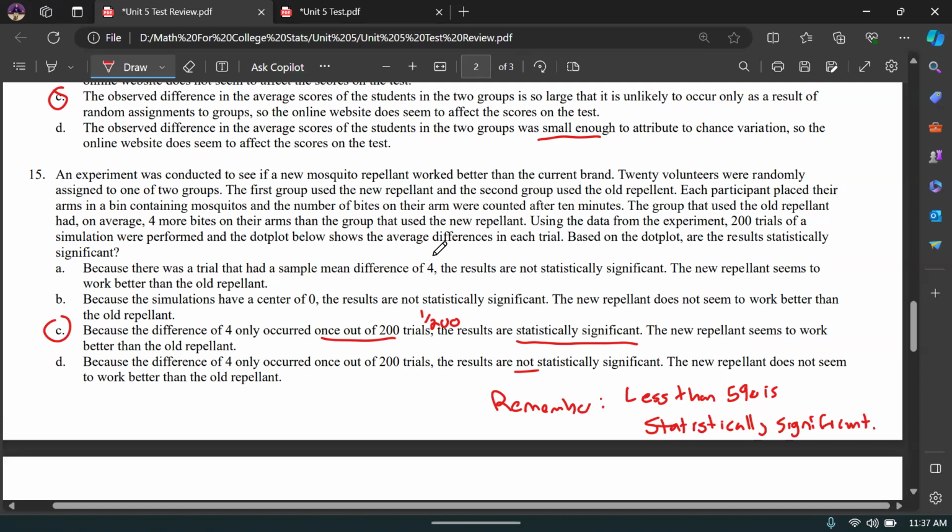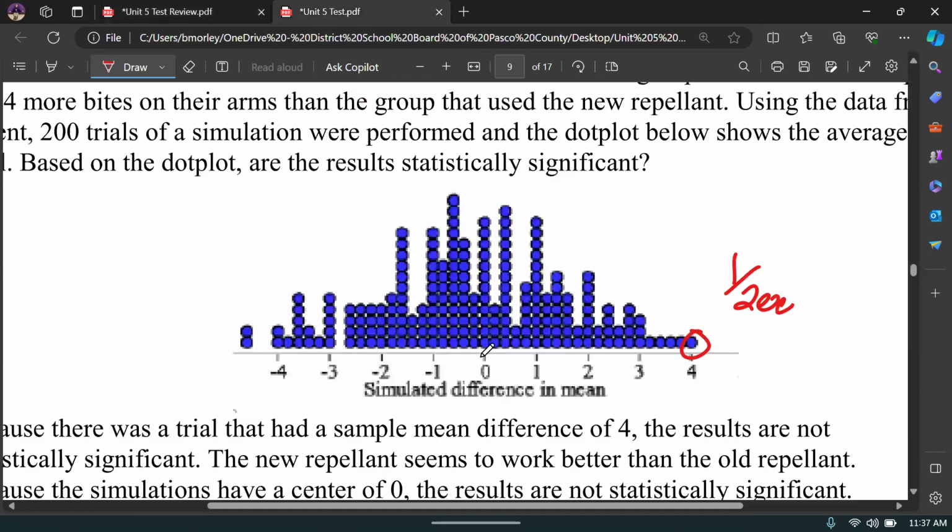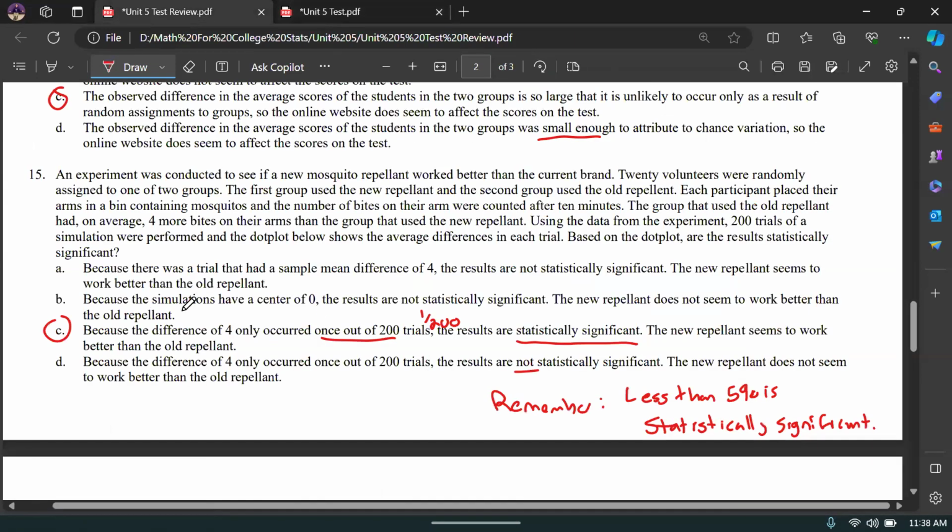So that one's wrong. And because simulations have a center of 0, that has nothing to do with it, right? You have to compare our value of 4 to the rest of the chart. Of course it's centered around 0 because remember, if it's unbiased, then half the time the new mosquito repellent would be better, half the time the old mosquito repellent would be better. So that's why the simulations are that way. But we only care about the result we had in our study, which is 4, which only occurred once out of 200 simulations. So again, reasons why that one's wrong. All right, C works out. C is a good one.